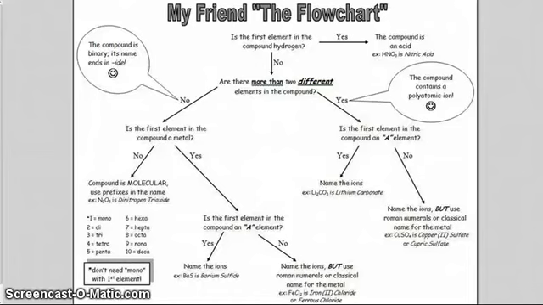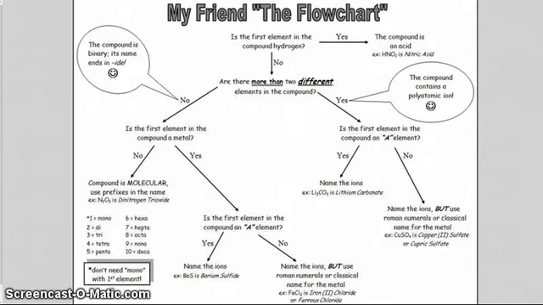Alright, so on the back of our ion card we have our friend the flowchart, and this flowchart can help us name many of the compounds that we will encounter throughout the year in college chemistry. Are there compounds that are exceptions to this rule? Yes, indeed there are. However, I will try and pick as many as possible that fit in this flowchart and can be named this way.